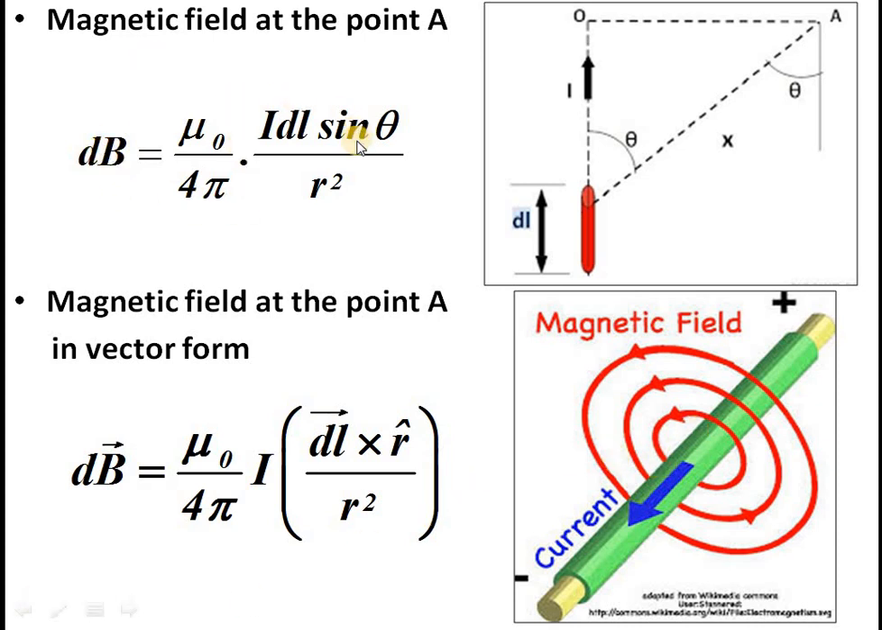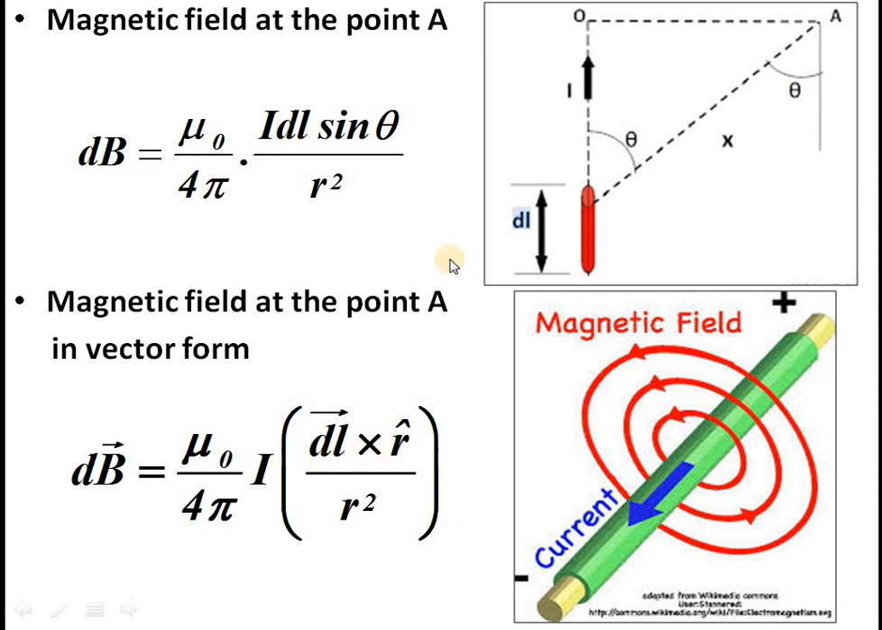Now, this is a scalar equation. The same scalar equation you can now write in vector form. You see, both equations are the same, but one is scalar, another is a vectorial equation, because here you have the vector dl cross r cap. r cap is nothing but a vector of magnitude 1. So dl cross r cap will give dl into 1 into sin θ. Theta is the angle between vector dl and vector r. So obviously both equations are numerically the same, but different in form.